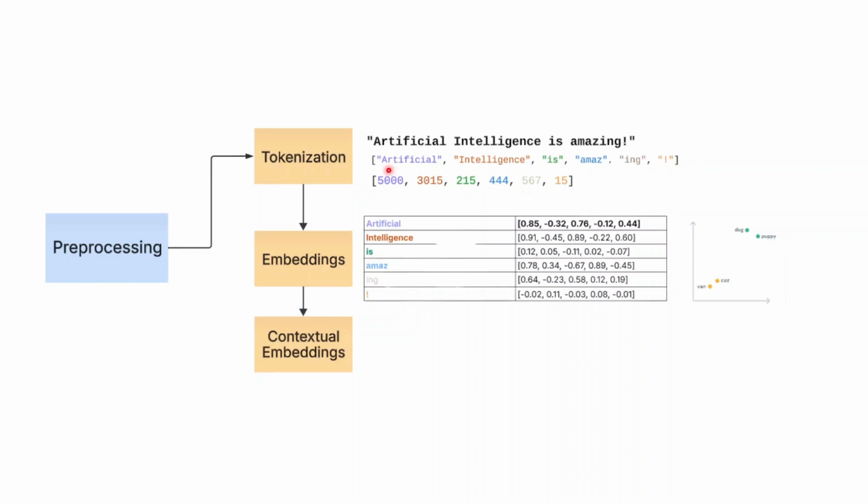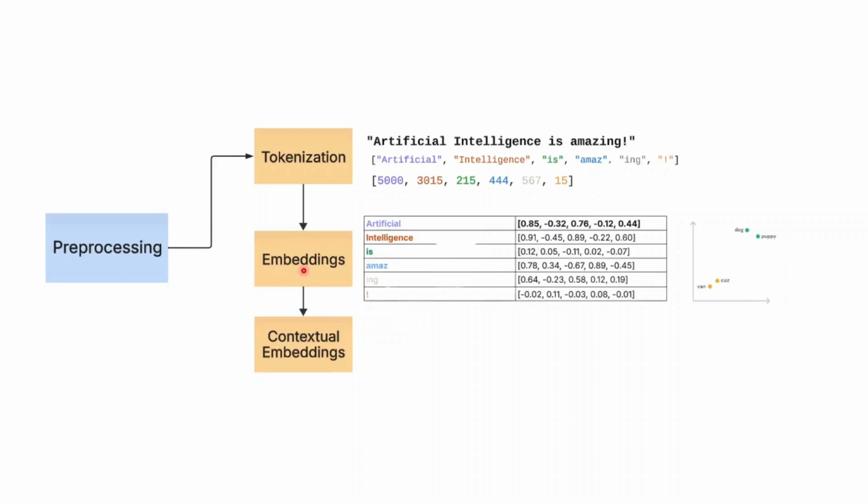LLMs only work with numbers, so each of these subwords or tokens is then mapped to a unique numerical ID from a predefined vocabulary. For example, here artificial could be mapped to a numerical ID of 500, intelligence could be mapped to a numerical ID of 3015 and so on. These numbers act as a reference in the model's vocabulary.